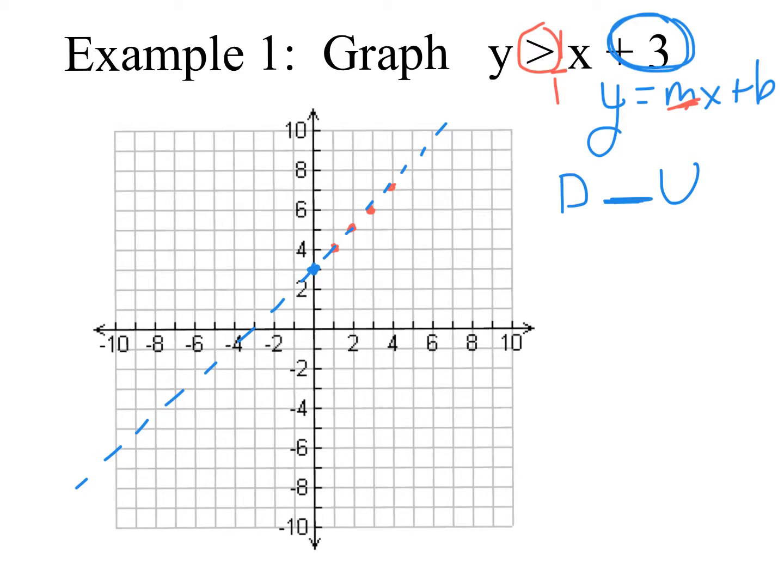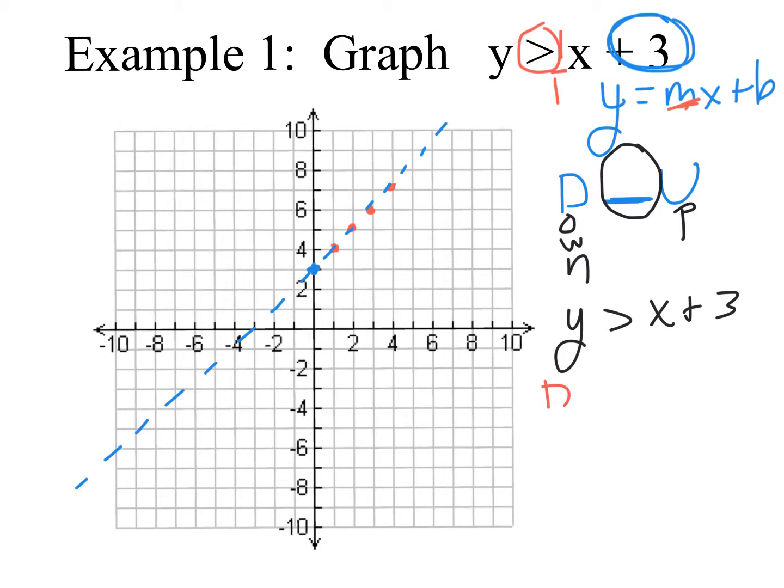This space right here is going to be used for the inequality symbol, and it's going to point you in the direction of which side we're going to go on. D stands for down, U stands for up. So what we're going to do, our inequality statement is y is greater than x plus 3.